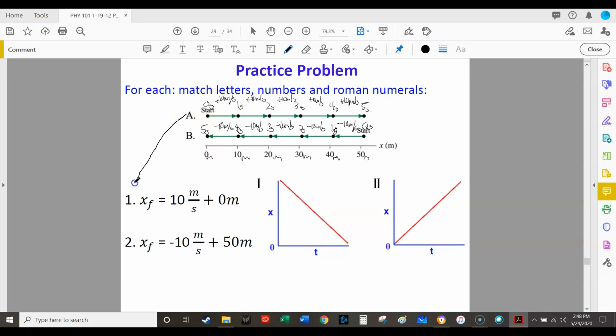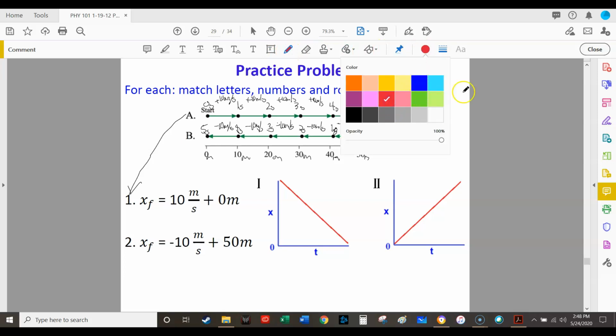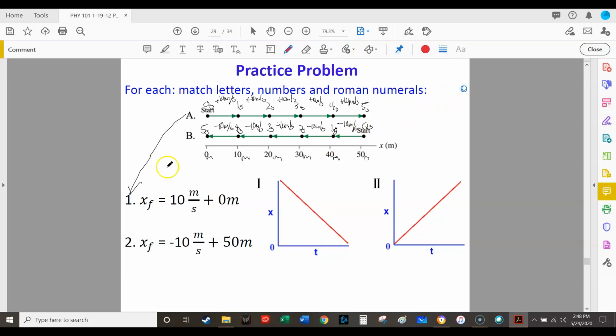So it looks like A is going to be matched with number 1. And I'm going to be using B is going to be red, and that looks like it's matched with number 2 there. Okay. Now, a positive velocity is going to be a positive slope in a position versus time graph.